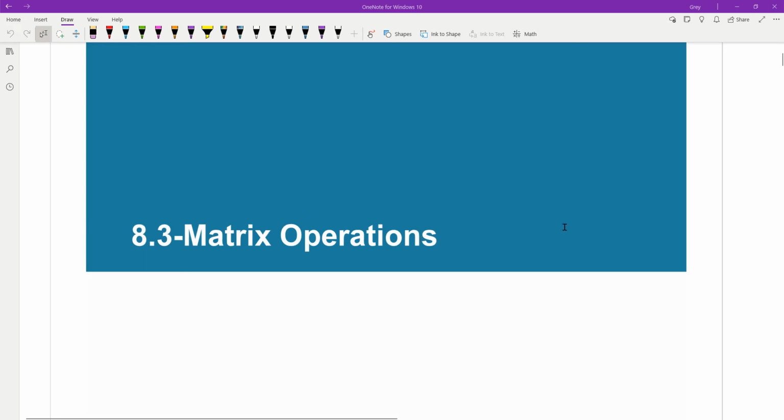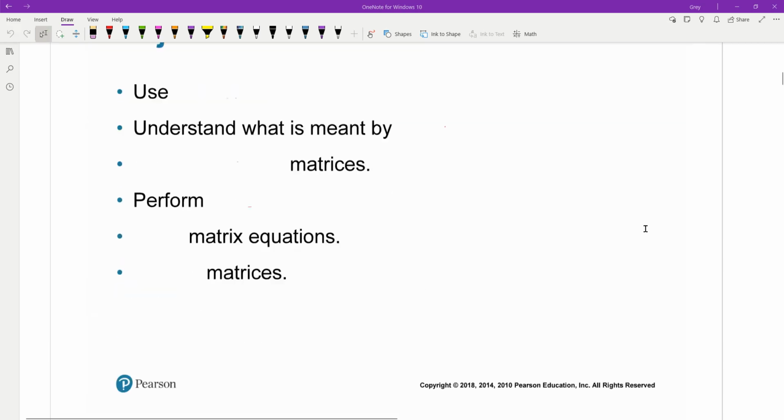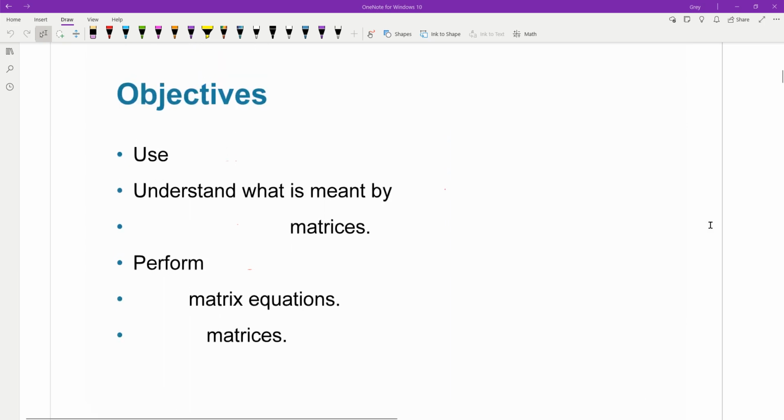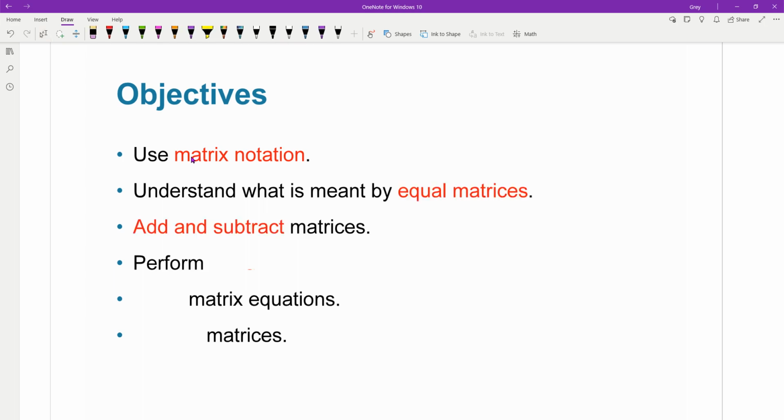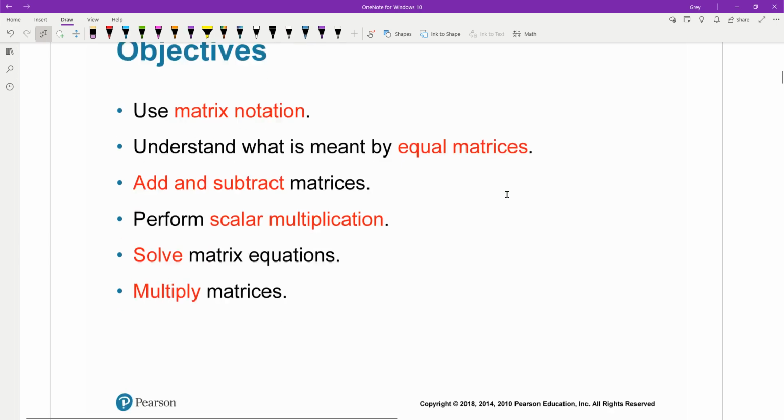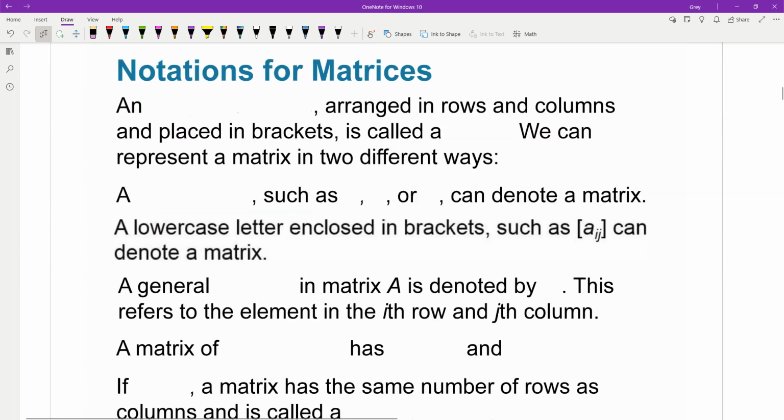I'm going to try to go through this quickly because I know that y'all did all of this last year. So our objectives are to refresh your memory on using matrix notation, understand what it means to have equal matrices, add and subtract matrices, perform scalar multiplication, solve matrix equations, and then multiply matrices. We have a lot to cover, but again, you've done it all before. So let's make sure you remember.